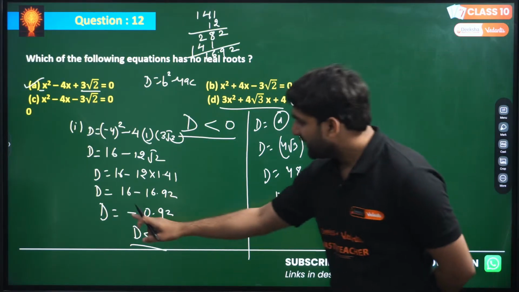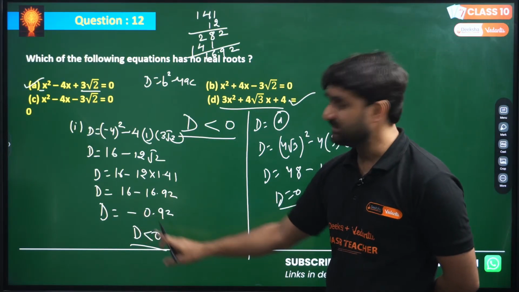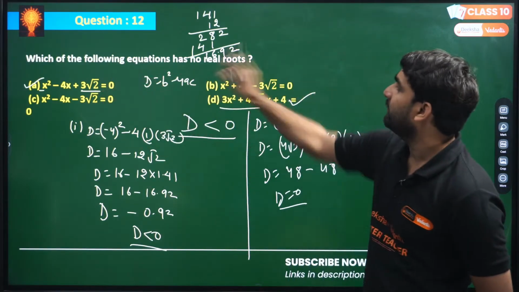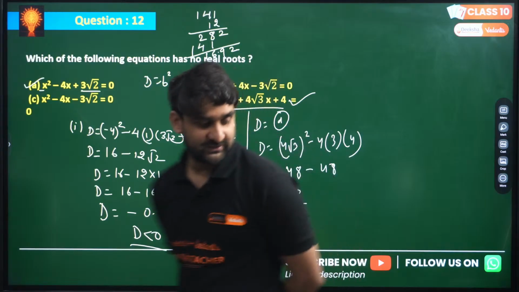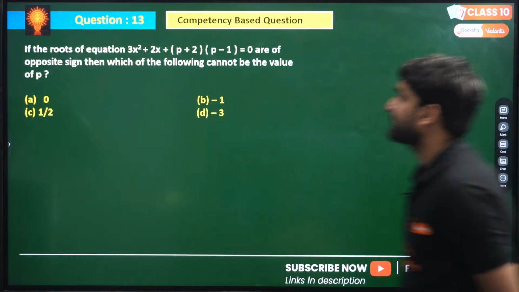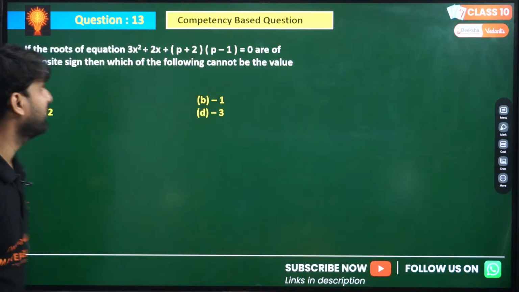So only here D is in negative form. So this quadratic equation will have no real roots because D is negative. Yeah, moving to question number 13. Look at question number 13.